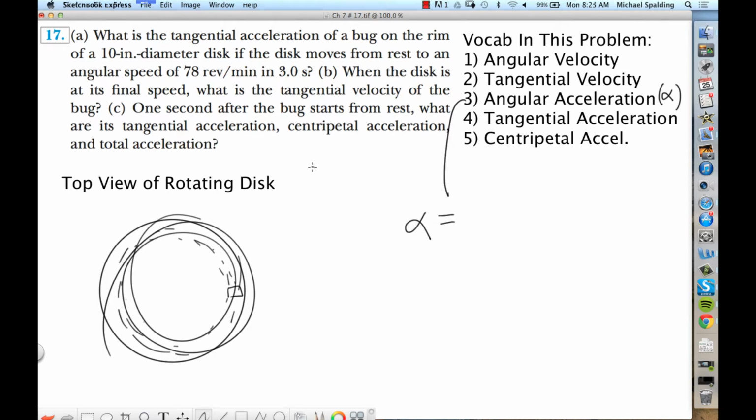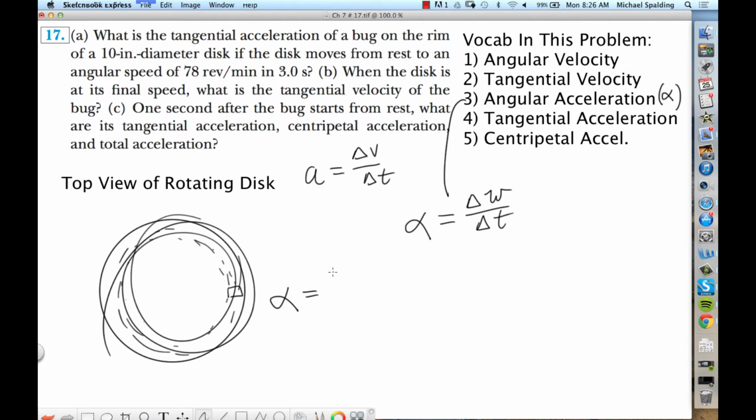Look, what's the definition of regular acceleration? Regular linear acceleration is what? Change in velocity over time. So what's angular acceleration going to be? It's going to be change in the angular velocity over time. Does that make sense? So for example, I'm just going to make it up. What if this angular acceleration was, let's just make something easy.